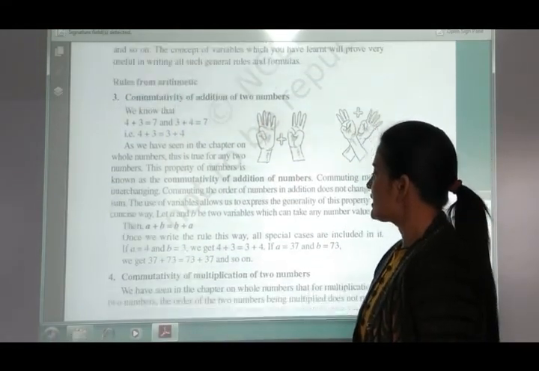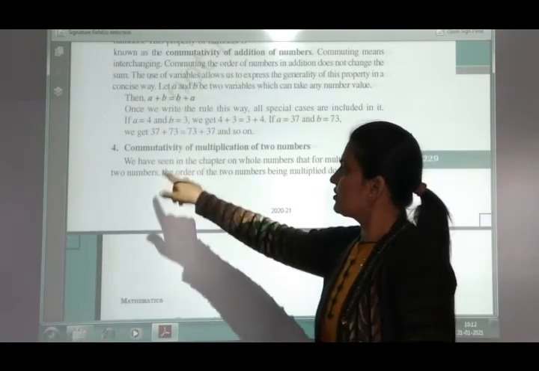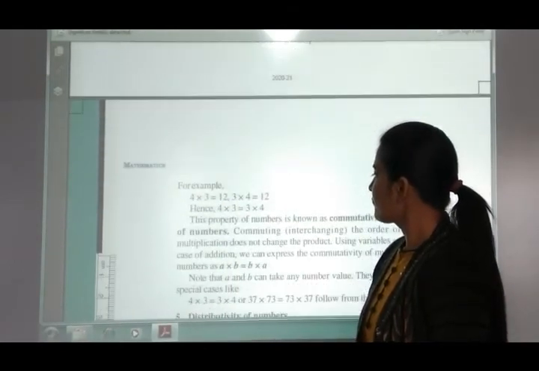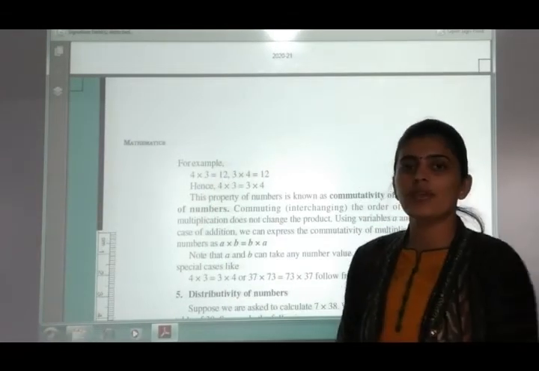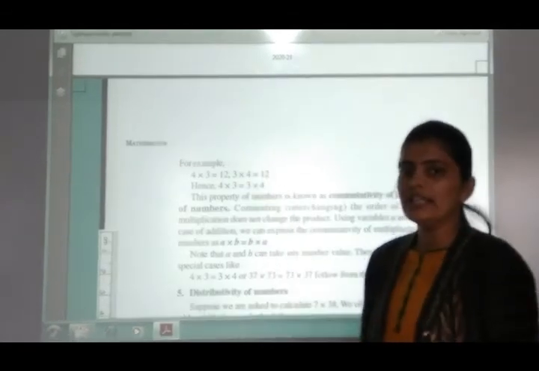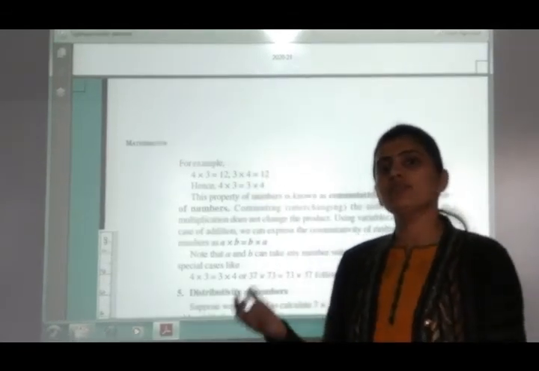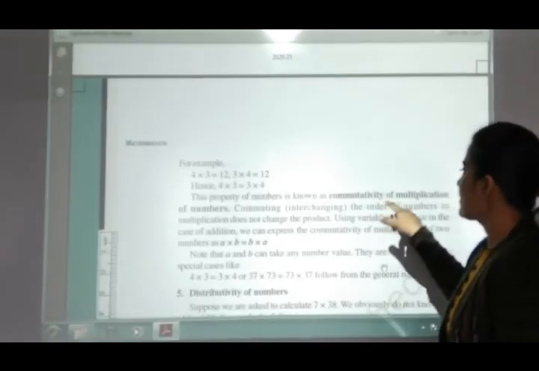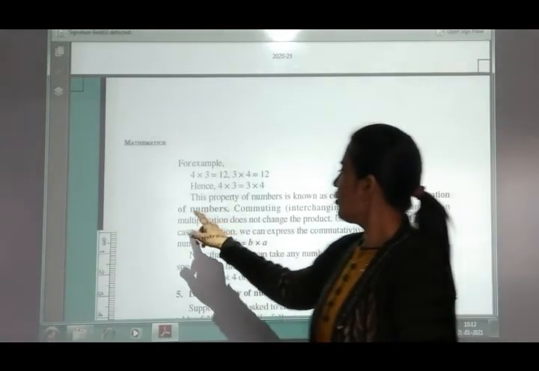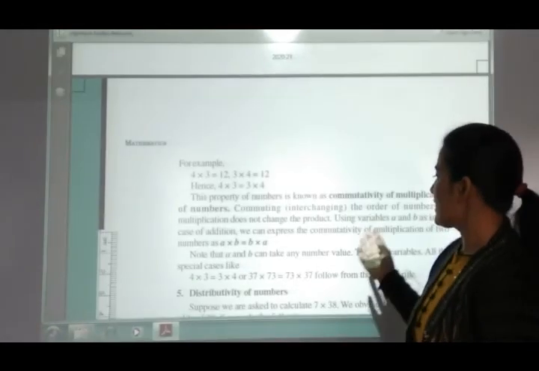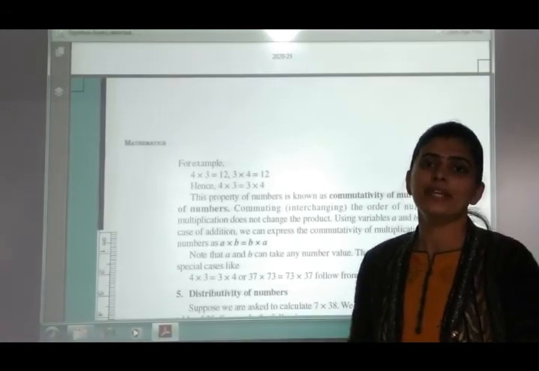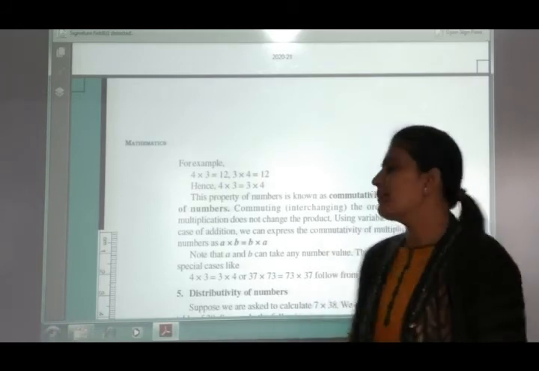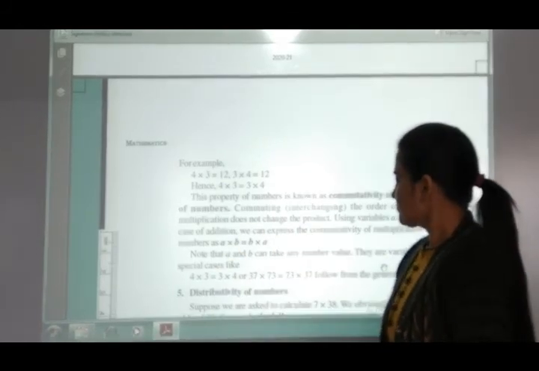Next is multiplication, commutativity of multiplication of 2 numbers. Here also we know that 4 multiplied by 3 is 12 and 3 multiplied by 4 is also 12. That means 4 multiplied by 3 is equal to 3 multiplied by 4. This property of numbers is known as commutativity of multiplication. We can express it with variables A and B: A multiplied by B is equal to B multiplied by A. So this is the rule.